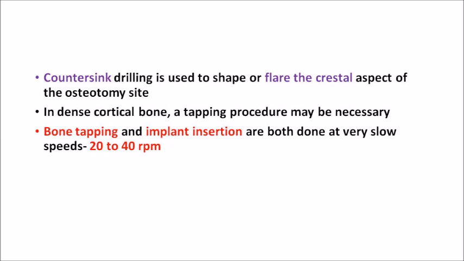Then we have countersink drilling. This is used to flare the crestal aspect of the osteotomy site, just like the Gates-Glidden burr. In dense cortical bone, you have an extra procedure, bone tapping, which may be necessary. If you are doing bone tapping, the implant insertion should be done at very slow speed. You have to use only 20 to 40 RPMs. For the first twist drill you used 800 to 1500 RPMs, but for inserting the implant, you are going to use very slow speed, 20 to 40 RPMs.